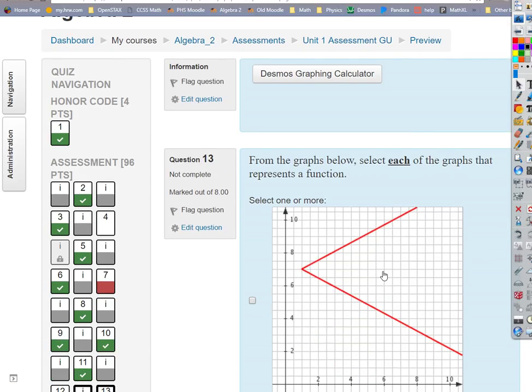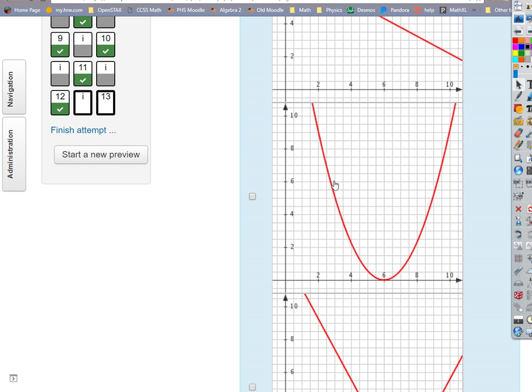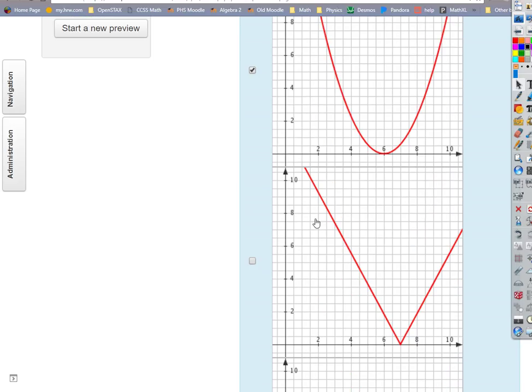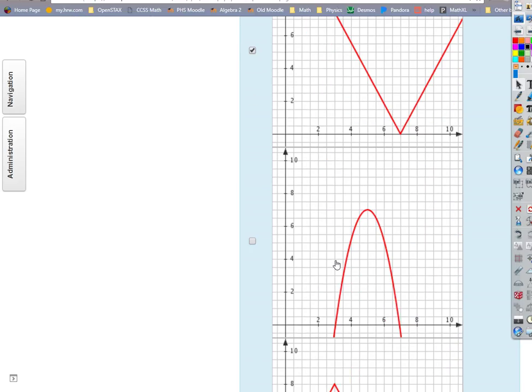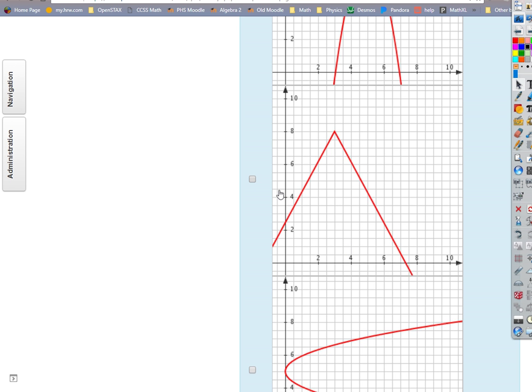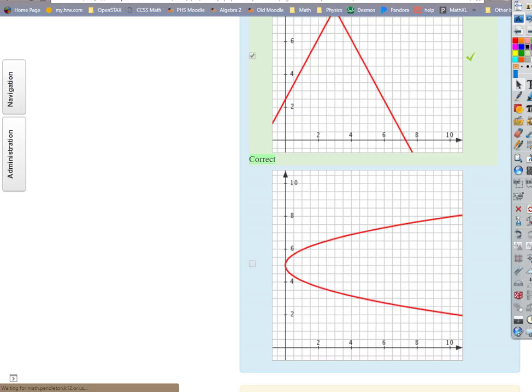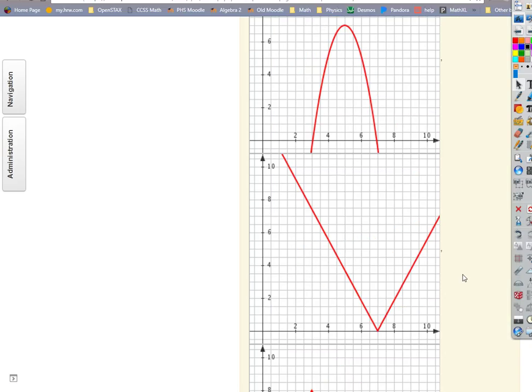Okay, select all the graphs that represent a function. So yes or no? No. How come? The vertical line. Vertical line test. Good. Yes. Yes. Yes. Yes. Yes. No. Got it. Okay, that's it. Easy, right? Piece of cake.